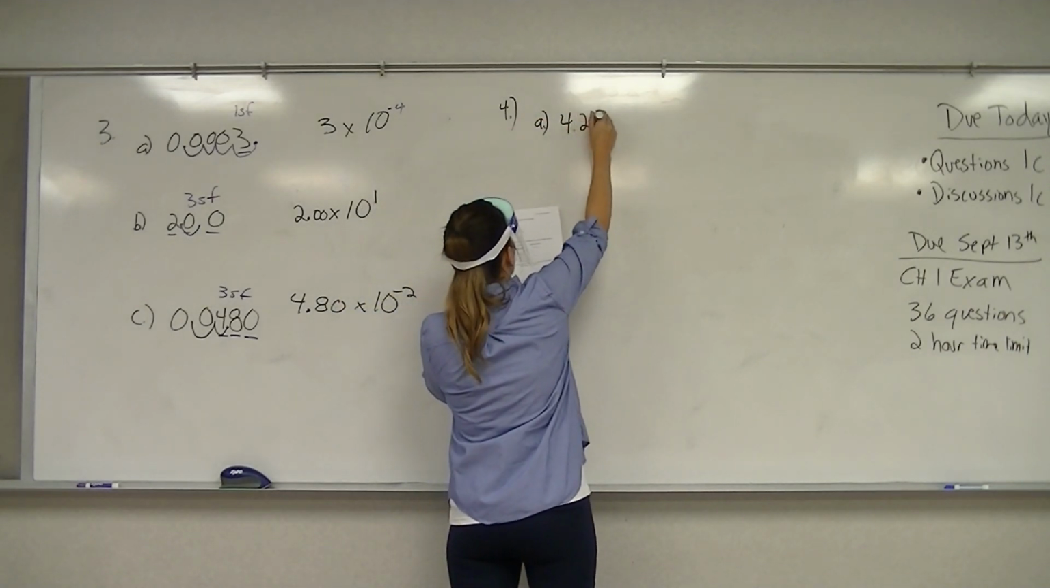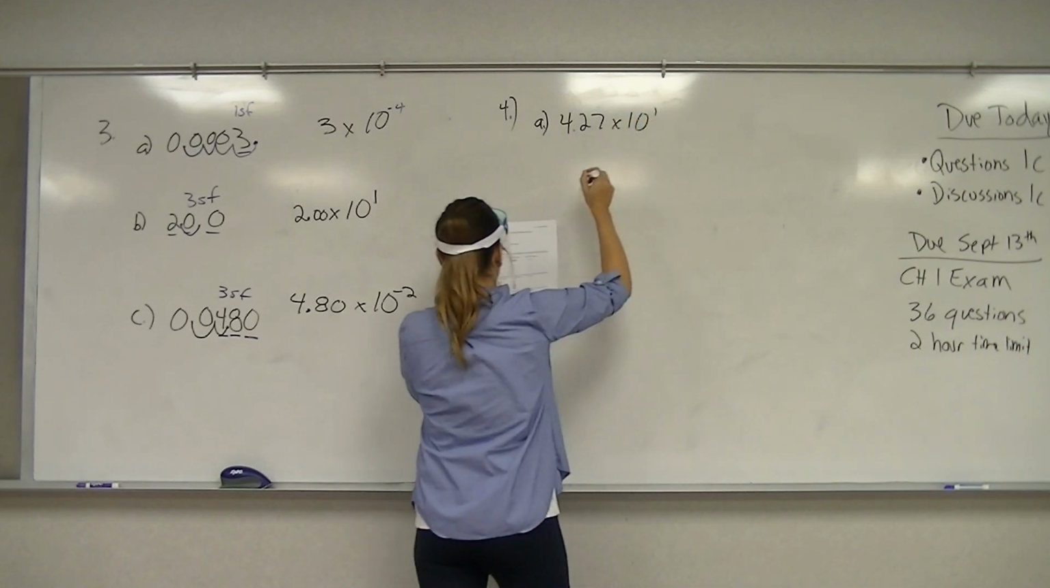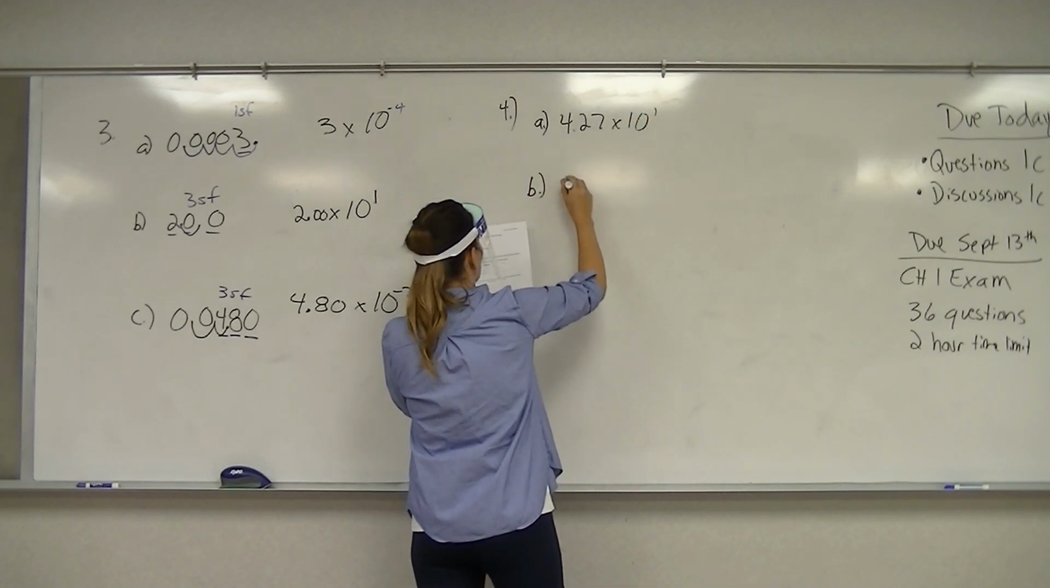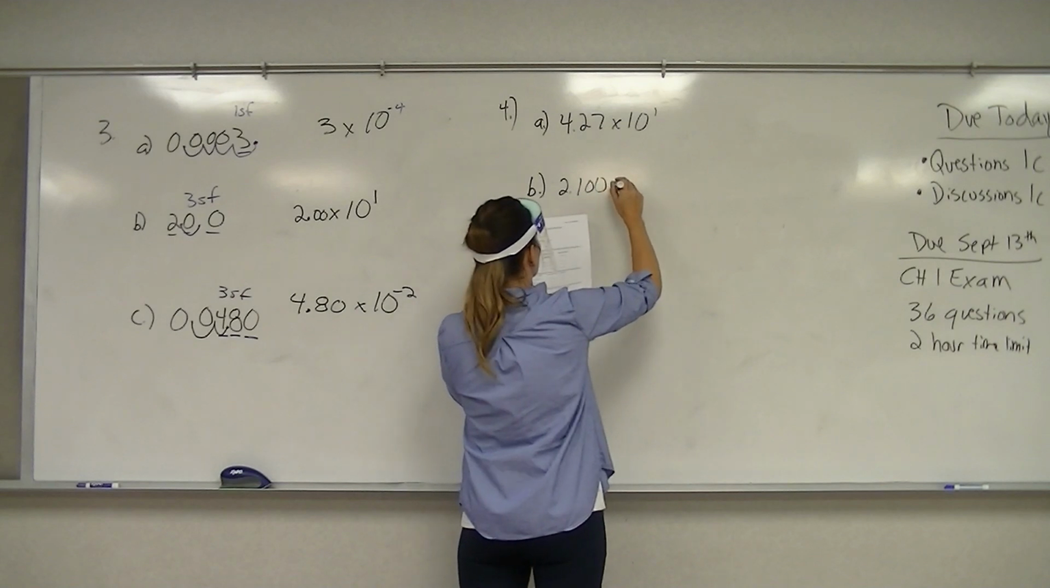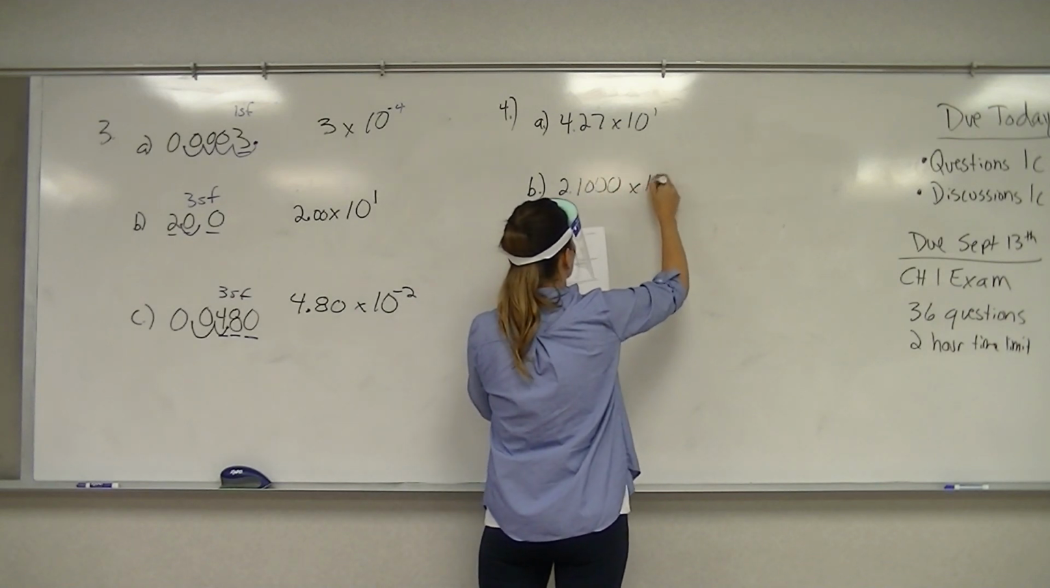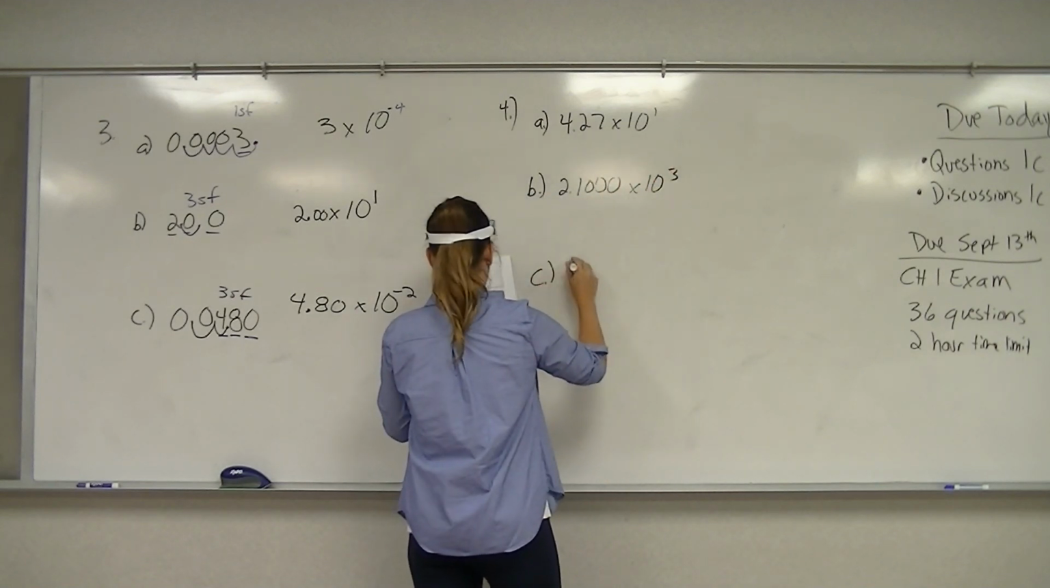All right. Let's go the other way, just make sure that we have it figured out in both directions. How many zeros? 3 zeros.